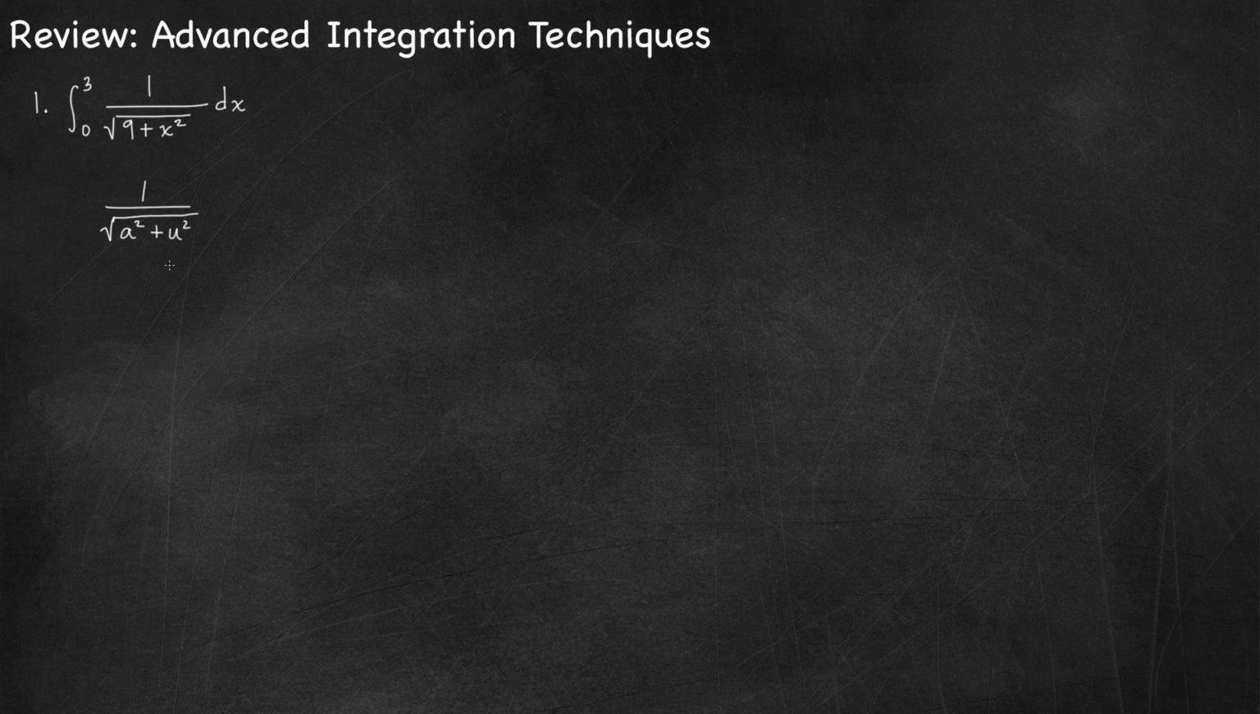So when we have something in this form of a squared plus u squared, we can integrate using trig substitution, or at least we can try to integrate using trig substitution. And the substitution we want to make here is u equals a tan theta. So our u is just x in this problem. So we'll have x equals, and our a is 3, so x equals 3 tan theta. And if x equals 3 tan theta, then dx equals 3 secant squared theta d theta.